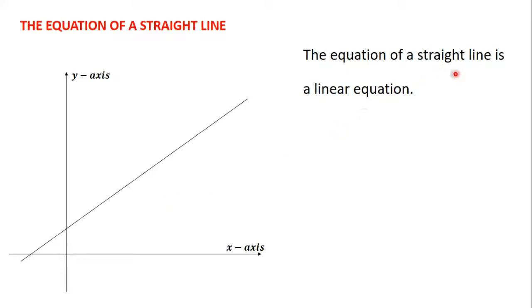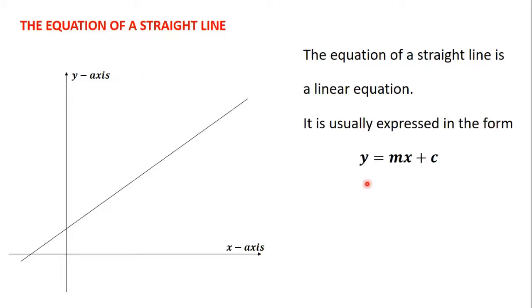The equation of a straight line is a linear equation. In the video on Introduction to Linear Equation, I explained linear equation in detail. In that video, we learned that in a linear equation, the highest power of the variable in the equation is 1. So because the equation of a straight line is also a linear equation, in the equation of a straight line, the highest power of the variable is 1.